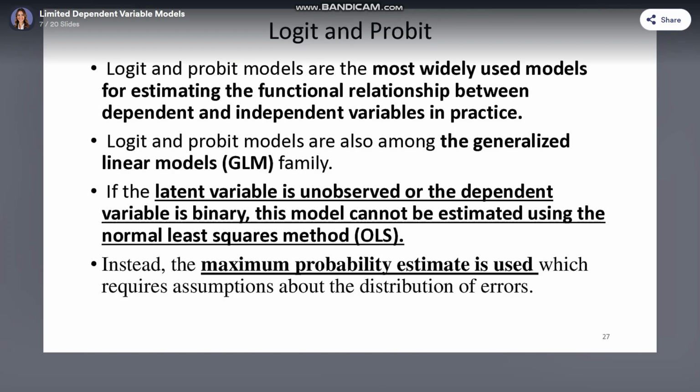Moving on, logit and probit models are the most commonly used for estimating relationships when the dependent variable is binary. Unlike the linear probability model, these models handle the limitations of binary outcomes more effectively. They belong to the family of generalized linear models and rely on maximum likelihood estimation rather than ordinary least squares.